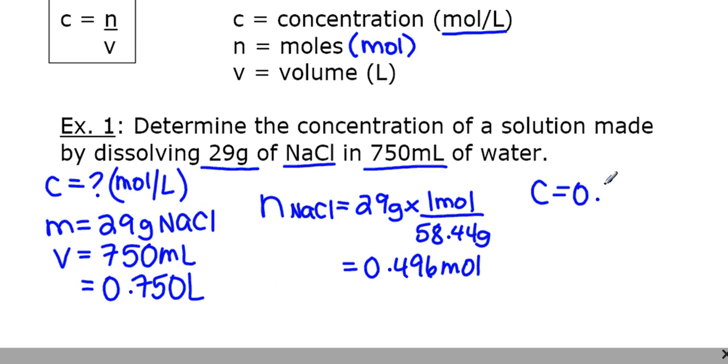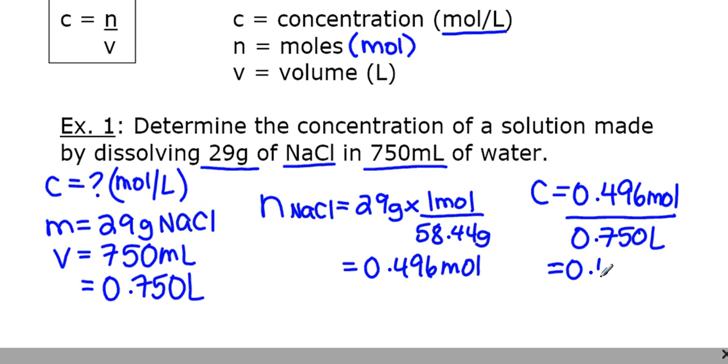So our moles go on the top because we want moles over liters, or moles per liter. 0.750 liters on the bottom. And you should get somewhere around 0.6616 moles per liter. And then again, don't forget to round to significant digits. This is 2 significant digits, and this is 2. So our rounded answer should be about 0.66 moles per liter.